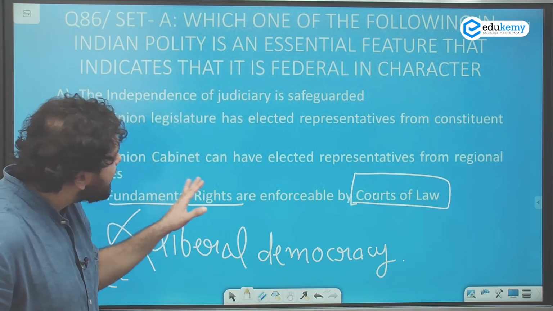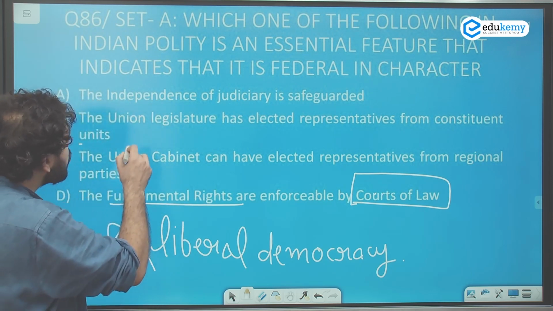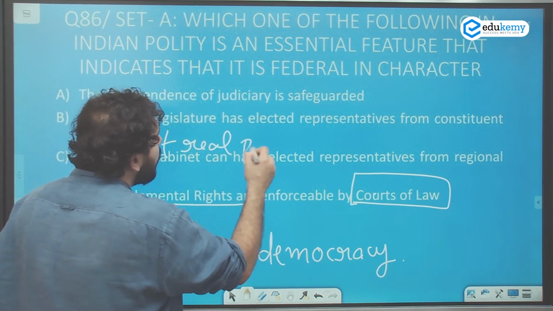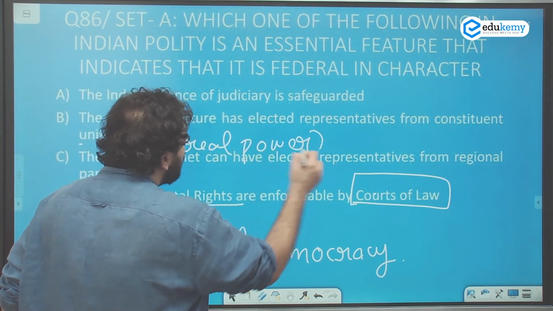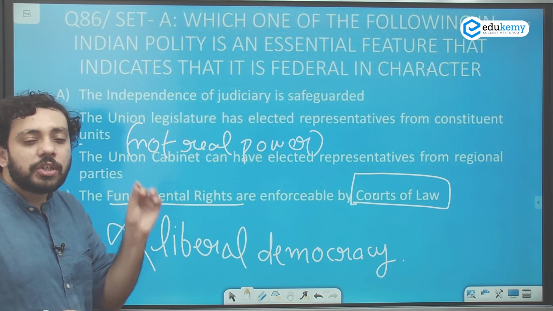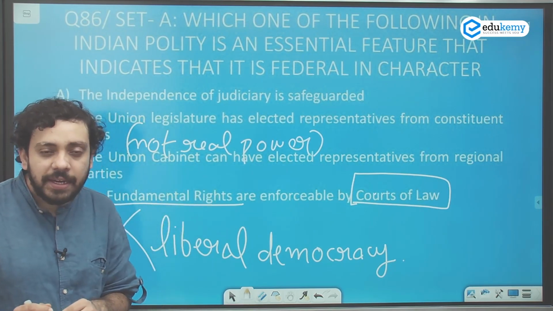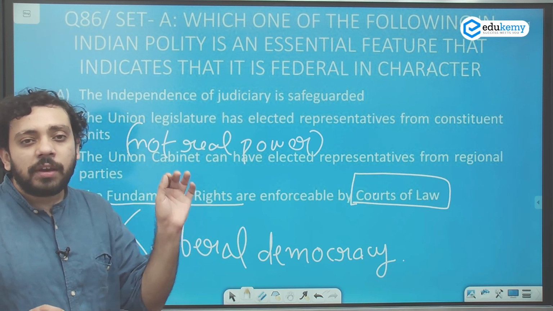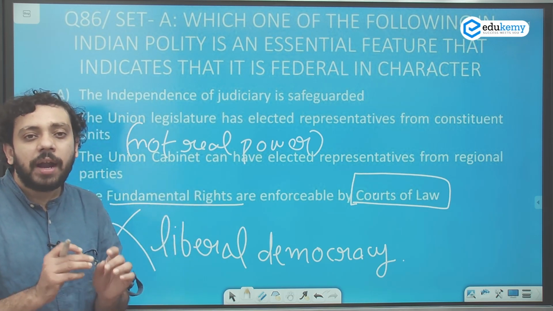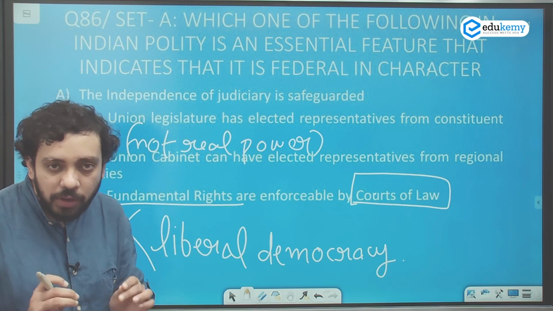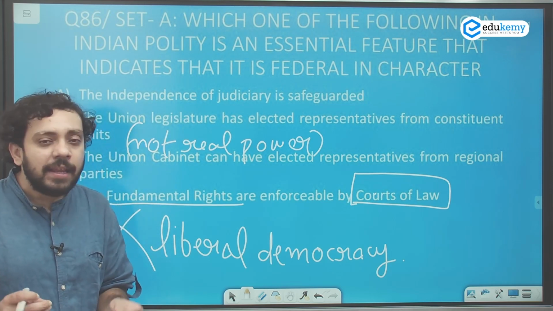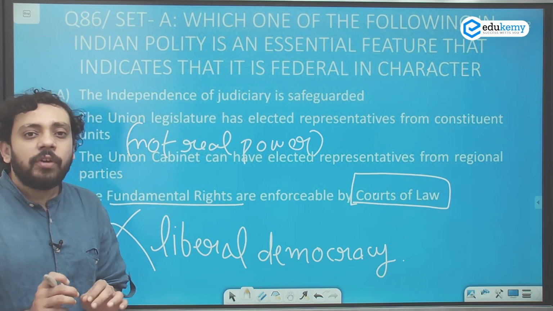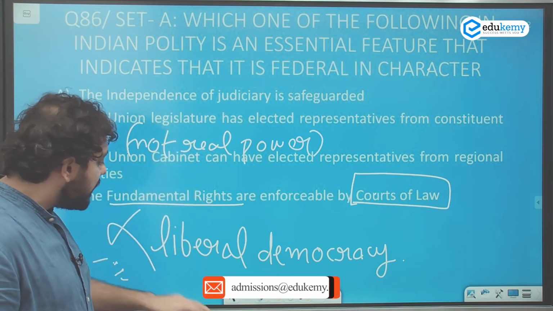Now, option number C is also incorrect, because option number C does not give any real power. It is upon the whim, the fancy, the fondness, political calculation, or discretion of the central executive as to who is inducted into the cabinet. There is no statutory or constitutional obligation under which the central executive has to work. Therefore, it does not add any real power or value to the federal character of Indian politics. So these two options can be easily ruled out.